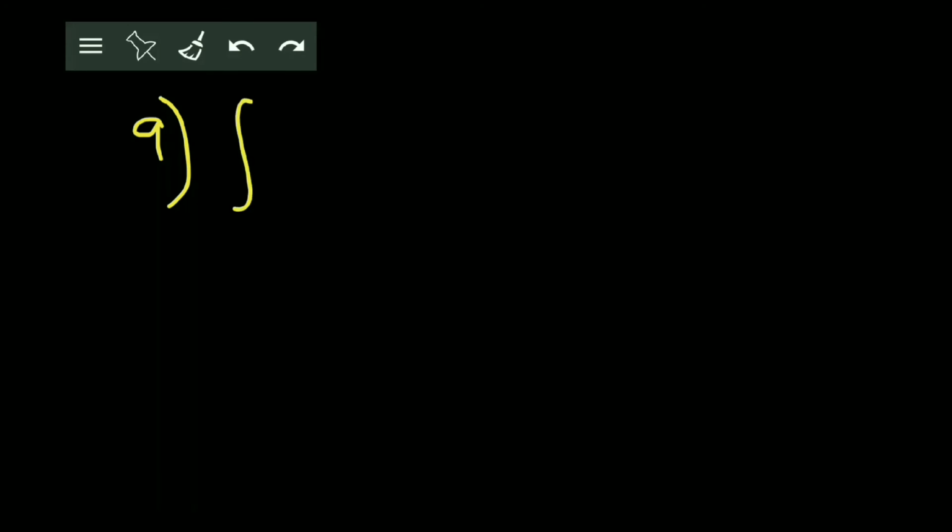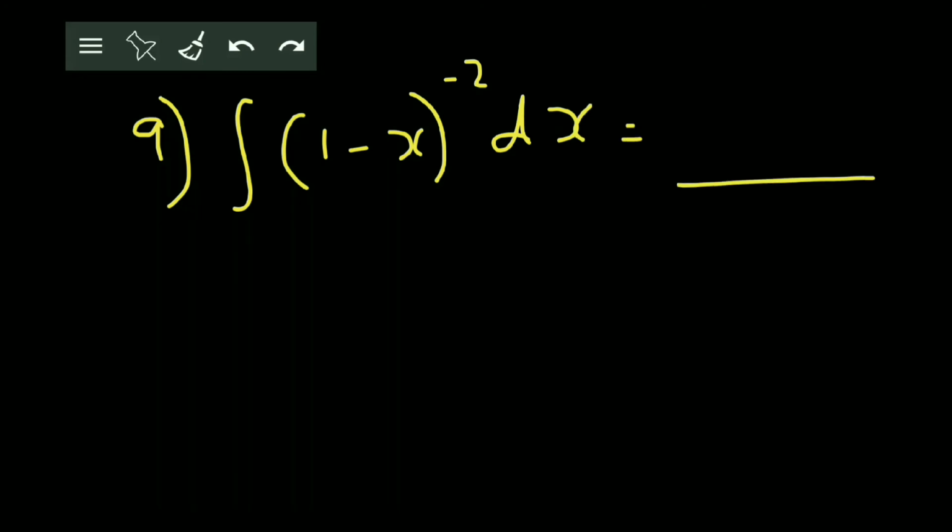The 9th sum is integral of 1 minus x the whole raised to minus 2 dx. They have given us options. We have to find the answer and choose the correct option. Again, this you can easily do if you just apply the formula x raised to n.